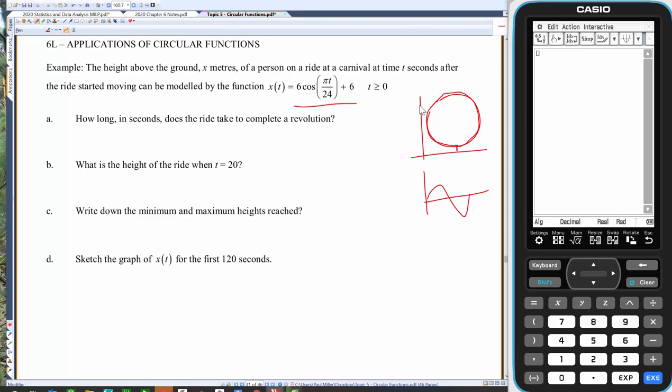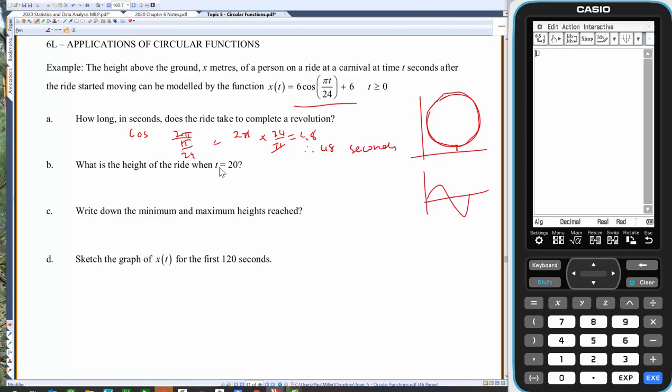So once around, well, that's just the period. What we're going to do is note that it's a cosine function. So cosine has a period of 2 pi. And we're going to divide it by our n value, which in this case is pi on 24. That is going to be 2 pi times 24 on pi, cancel, 48. So the time in this case is 48 seconds for a revolution.